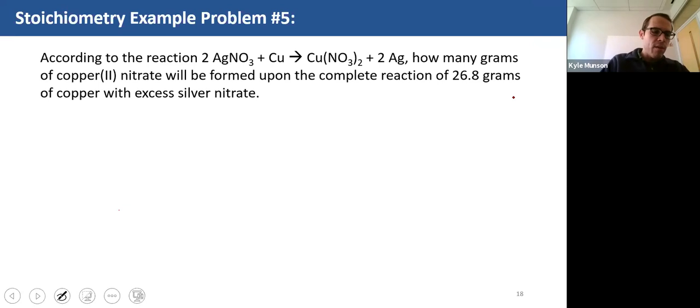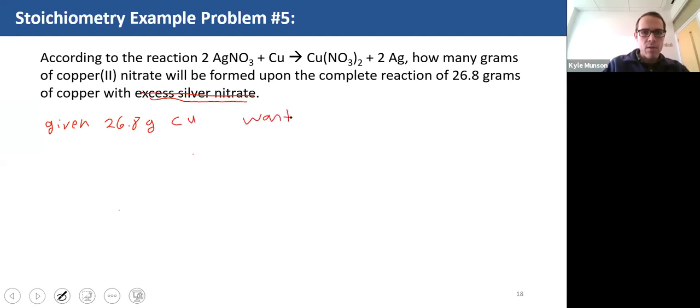Okay, so one of the things, again, is to write down what's wanted and what's given, because this part here with excess silver nitrate is useless. It doesn't actually help us at all with this problem, which is why we want to write down what's wanted and what's given. So we're given 26.8 grams of copper, and I want grams of copper 2 nitrate. So again, the excess silver nitrate part is not really very helpful to us right here.